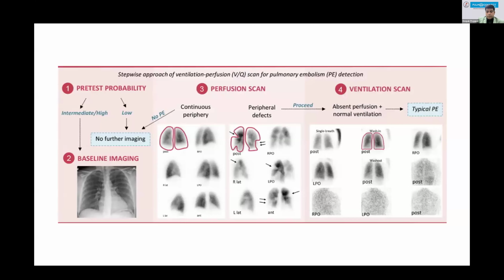This is the scheme which we are using. First we do the pre-test probability by using the Wells score. If the Wells score is low, there is no need for further imaging. If there is intermediate or high pre-test probability, we do the baseline chest X-ray, and after the X-ray we do the perfusion scan, and in the perfusion scan we look for peripheral defects. We then proceed to the ventilation scan and compare the areas where there are perfusion defects. If the ventilation is normal and there is only a perfusion defect, we call it a typical pulmonary embolism.